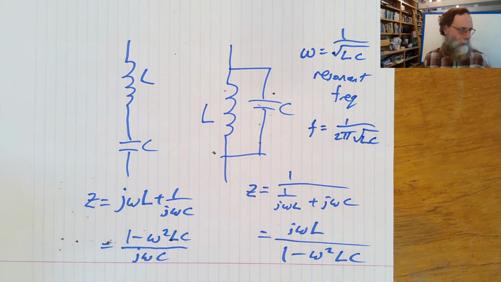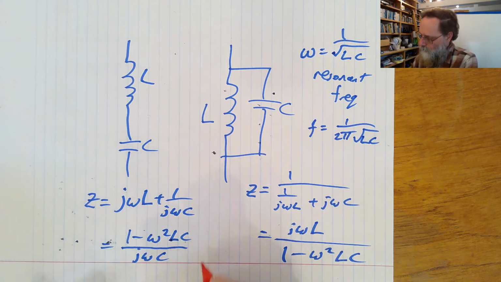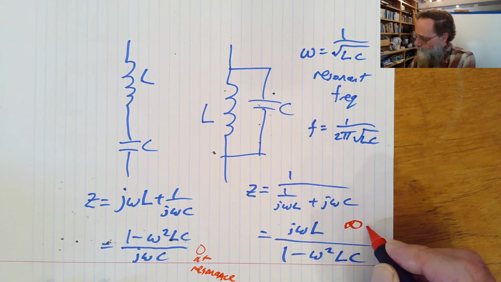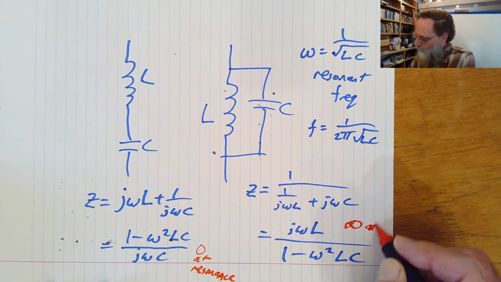What else can we tell about the LC circuits? Well, we know that the resonant frequency, this one is 0 at resonance, and this one is infinity at the resonance.